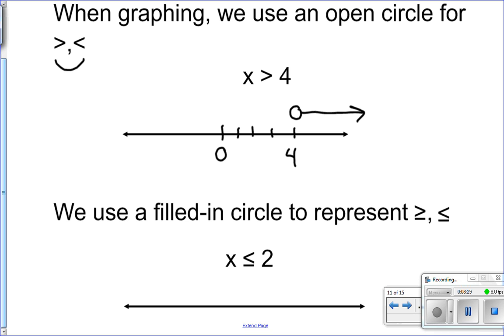We use a filled-in circle to represent greater than or equal to, or less than or equal to. So since x is less than or equal to 2, I'm going to mark 0. And since it's 2, I'm going to mark 2 on the number line. And it's less than or equal to, so I'm going to have a closed circle. And it's everything smaller than 2. For example, 0. If I plug 0 into this inequality, 0 is less than 2. It's less than or equal to it. So since 0 makes this true, I'm going to shade my inequality towards 0.